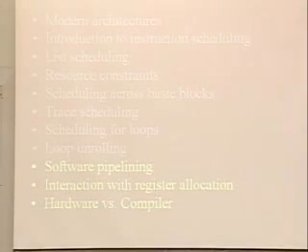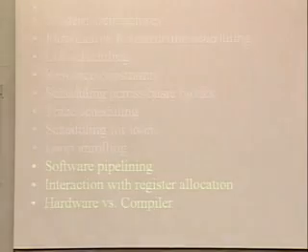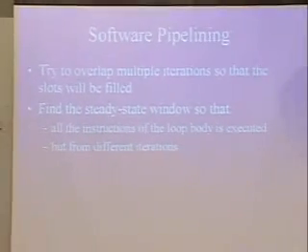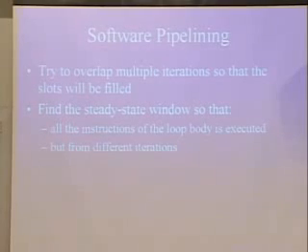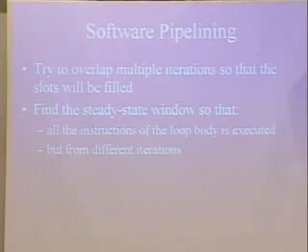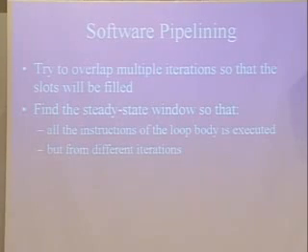I will give you the kind of intuition to show you what happens. Software pipelining says, why can't you overlap multiple iterations so that all the slots are filled? Because if you look at one iteration, as you saw, it was very sparse. A lot of slots were empty. Why can't you overlap multiple iterations so nothing is empty? So every cycle, many things are going to happen.